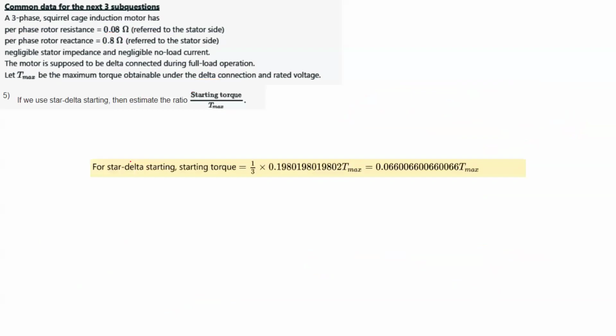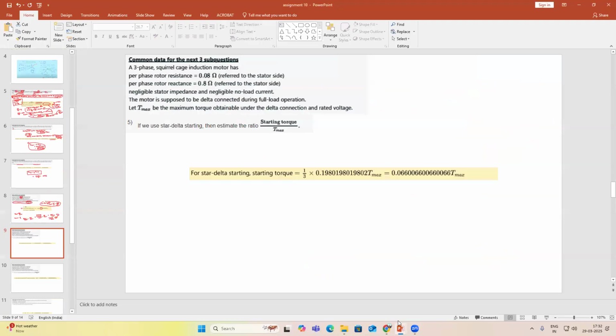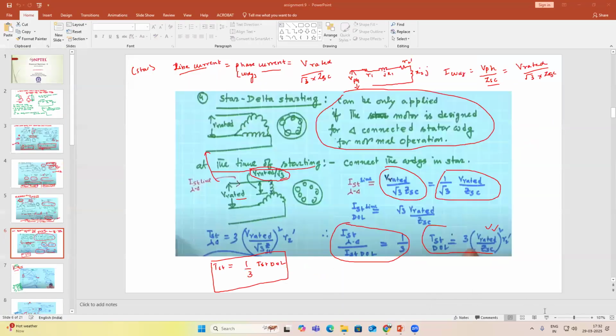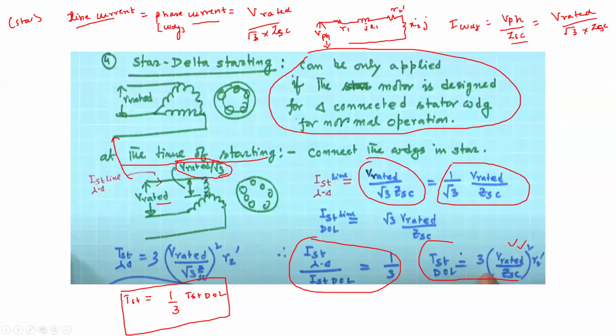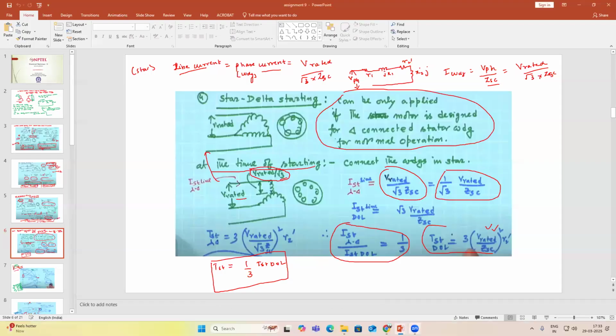Now if we use the star delta starting, then what will be the ratio of the starting torque to the T max? Let us see what happens to the torque when we use the star delta starter. In the last class we discussed that when we use the star delta starter, the starting torque also reduces, which we do not want, but it happens. The starting torque becomes 1/3 of the starting torque of the direct online starting method. So whatever starting torque ratio we have obtained, we just have to divide it by 3.